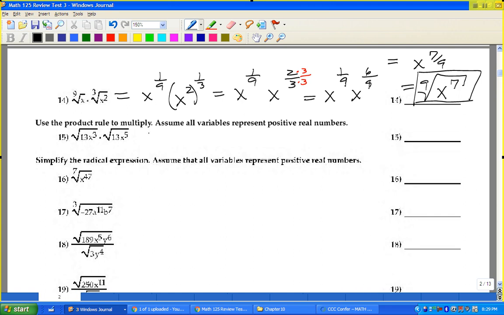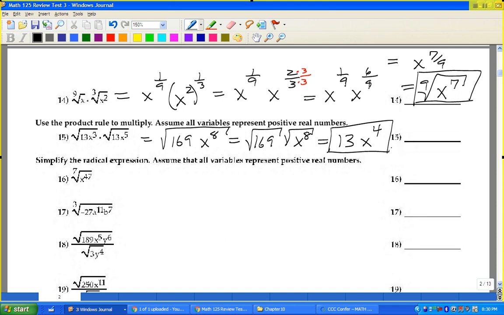The square root of 13 x cubed times the square root of 13 x to the 5th is the same as the square root of 13 times 13, 169, x cubed times x to the 5th, x to the 8. And so I can take the square root of each of these, square root of 169, square root of x to the 8. The square root of 169 is 13. The square root of x to the 8, well, 8 divided by 2 is 4. So x to the 4. And that is your answer.